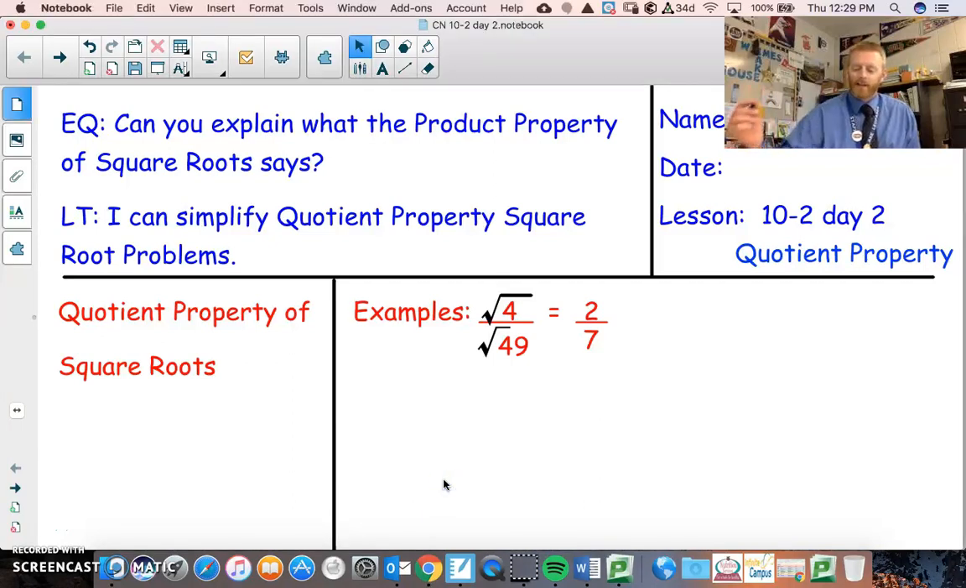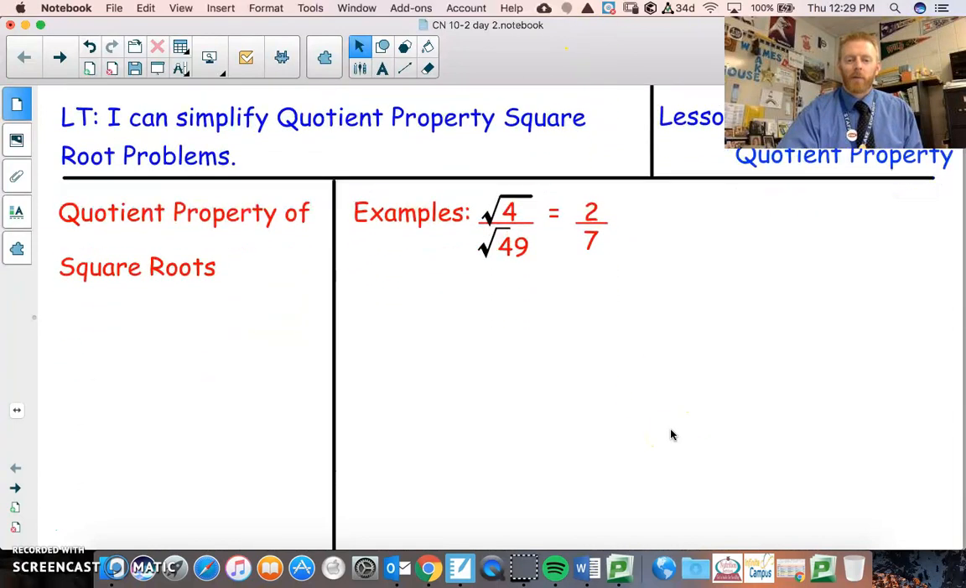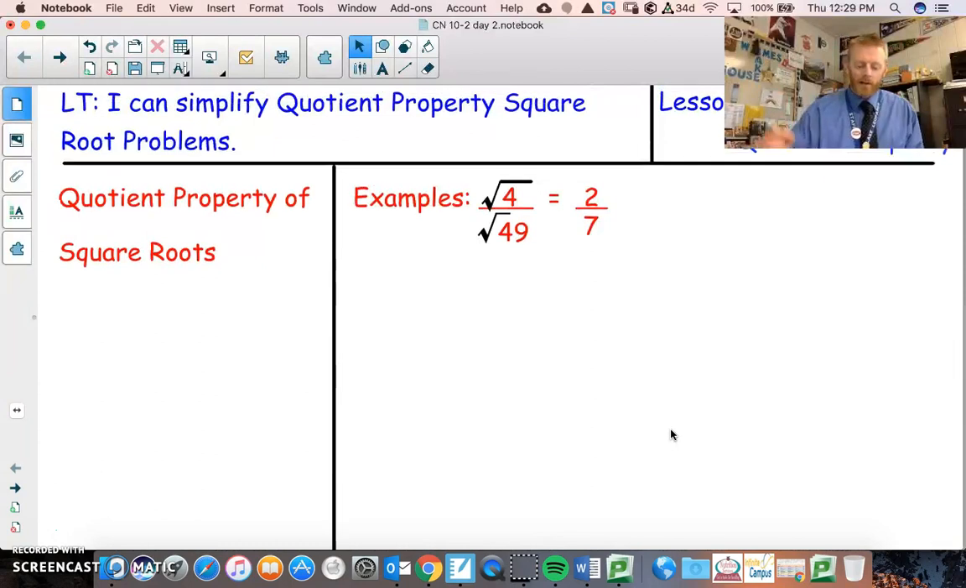This is lesson 10-2, day 2. We're talking about the quotient property of our whole radicals and square root stuff. So all we've got to show you is this kind of information, and we'll make this one hopefully short and sweet and simple for you guys.